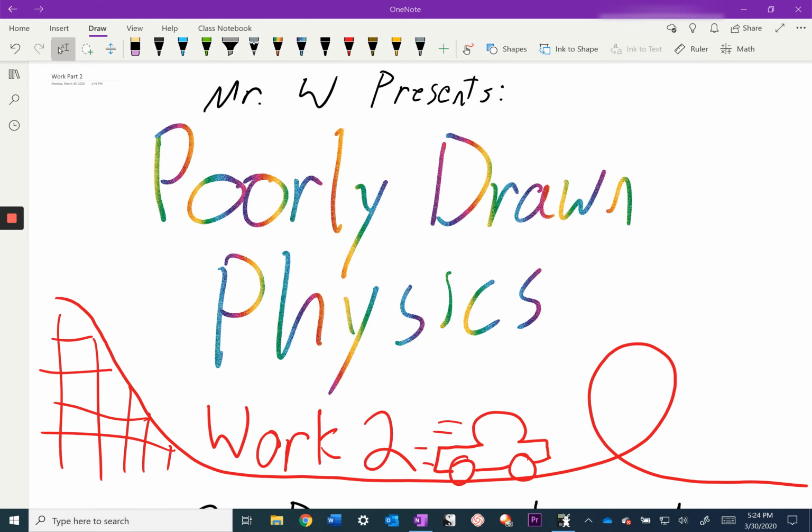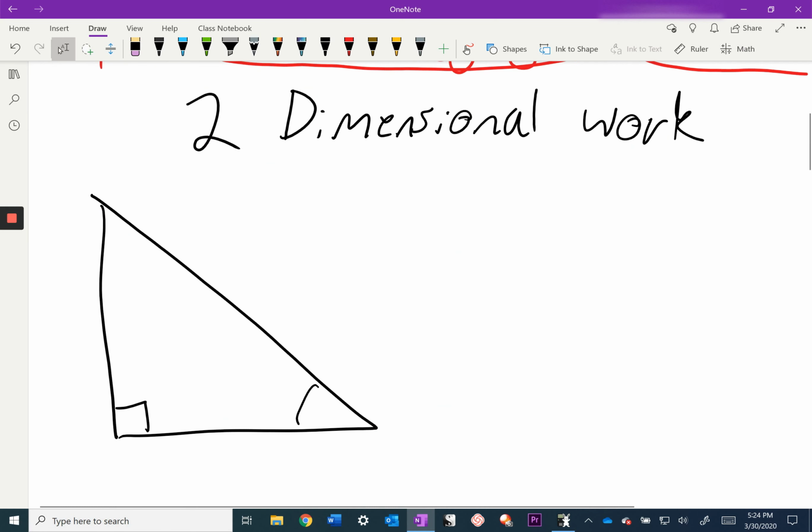Okay, so part two of work. This is where things get a little bit complicated. The reason things get complicated is we're starting to talk about a lot of stuff in two dimensions. And anytime you talk about stuff in two dimensions, you're talking about trigonometry.